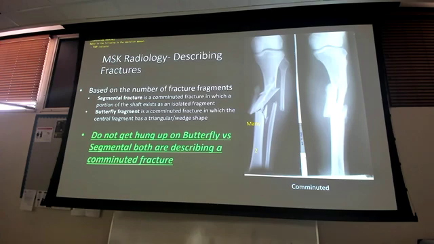Is that right? So 2 or less, 3 or more per bone. So you can have both, just make sure you know what you're describing.